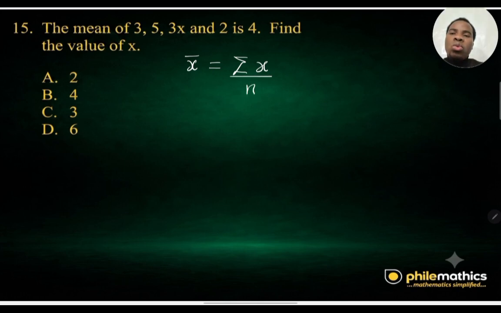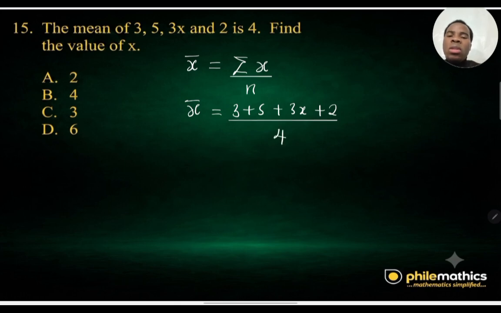We have 1, 2, 3, 4 values, so the mean will be 3 plus 5 plus 3x plus 2 over 4. We are told that the mean is 4. This will give us 3 plus 5 is 8, 8 plus 2 is 10, 10 plus 3x over 4. 4 times 4 is 16.